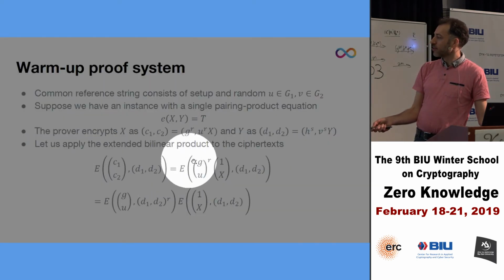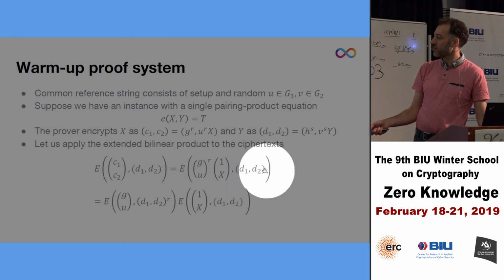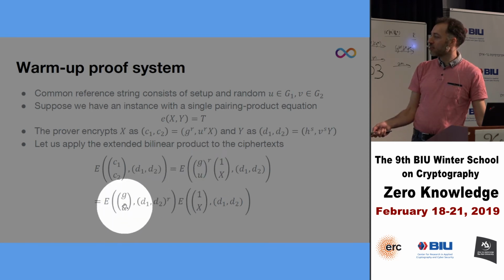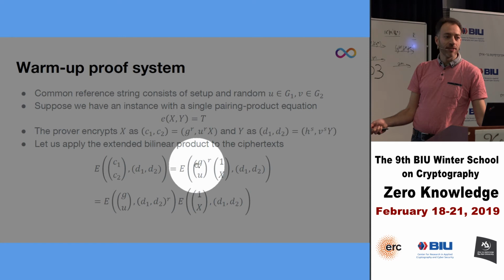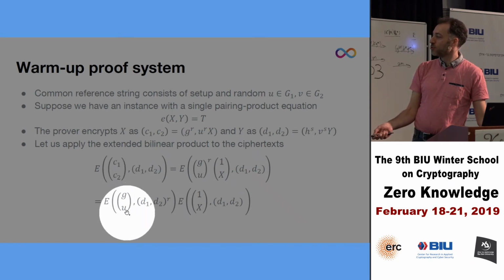Okay, so the first ciphertext can be written as G to the R and U to the R times X, right? So that's the same as GU to the R times the 1X vector. Okay, and I'll keep the second ciphertext in place for a while. Okay, and we can rewrite that. So we can sort of split it in two by bilinearity, right? So we'll split that in two parts. One has the GU part and one has the 1X part.